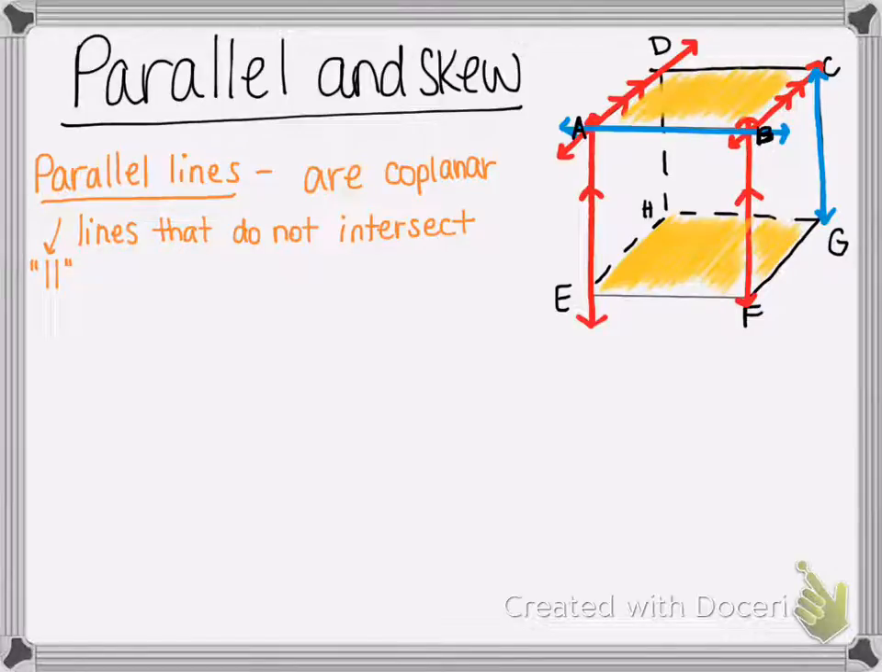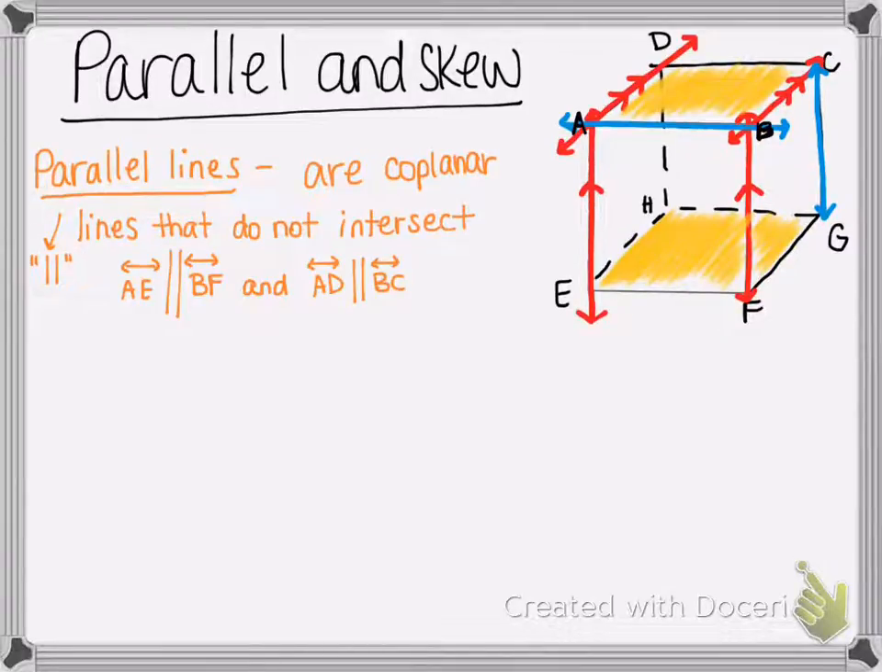The symbol we use looks like the number 11. It's the parallel symbol. Every set of parallel lines in this picture is in red. So AE is parallel to BF, and then AD is parallel to BC. Notice they're on the same plane and they'll never touch.